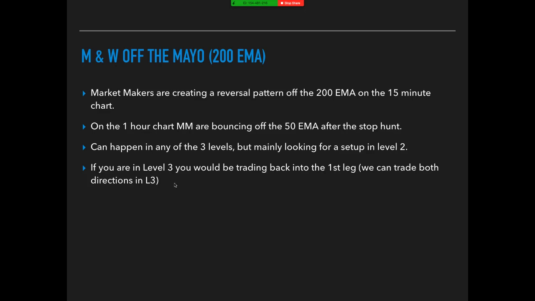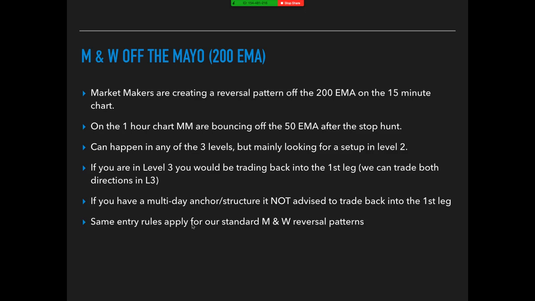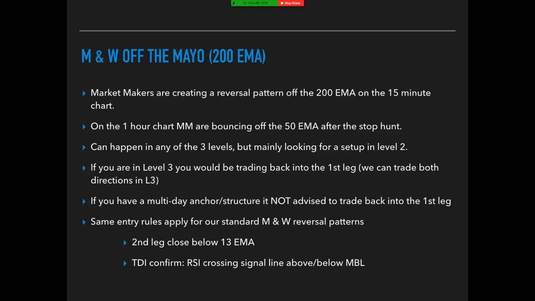If you are in level 3, you would be trading back into the first leg, and we could trade both directions at level 3, right? But if you have a multi-day anchor or structure, it's not advised to trade back into the first leg, okay? So the same entry rules apply for our standard M and W reversal patterns. You still want the second leg to close below the 13 EMA, and you still want the TDI to confirm, meaning RSI crossing the signal line above or below the market baseline.